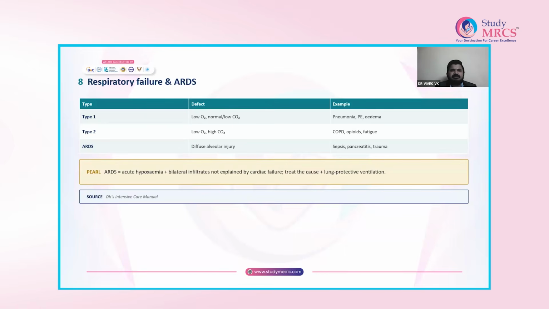And the ARDS, that is due to diffuse alveolar injury, could be due to different causes, like sepsis, pancreatitis, or trauma. In ARDS, the patient develops acute hypoxemia along with bilateral infiltrates in the chest that are not explained by a cardiac failure. That is the ARDS. You have to treat the cause and you have to ventilate the patient. That is lung protective ventilation.